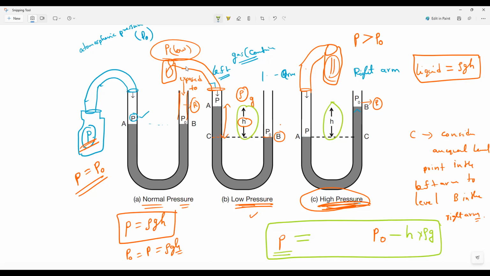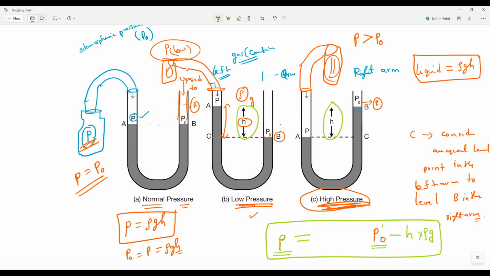So the pressure of a given gas or liquid, we can calculate it. For both liquid and gaseous pressure, the formula is: atmospheric pressure minus the height of the liquid which is displaced times density of the liquid times acceleration due to gravity. That's all it is.